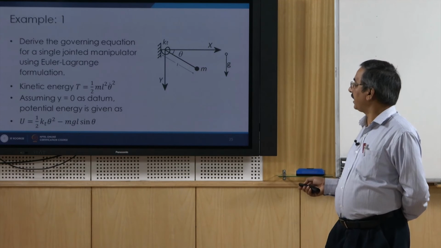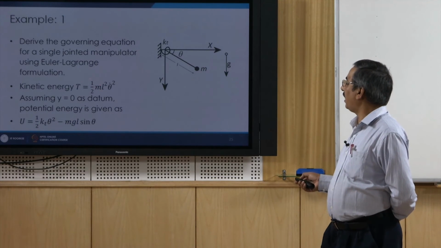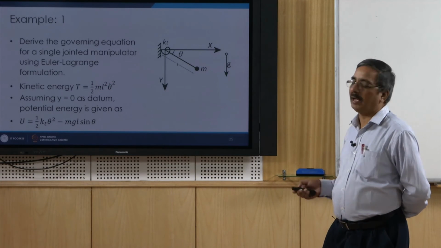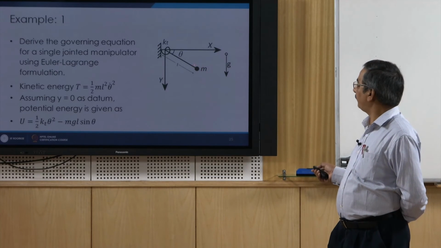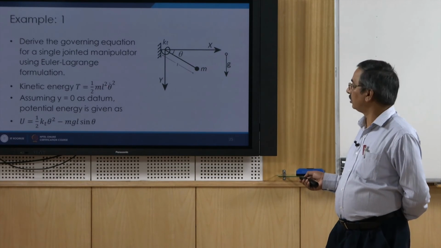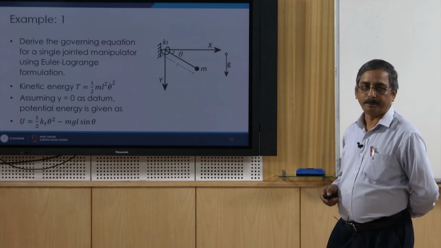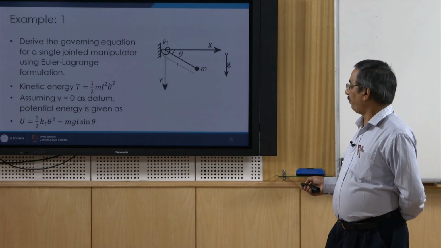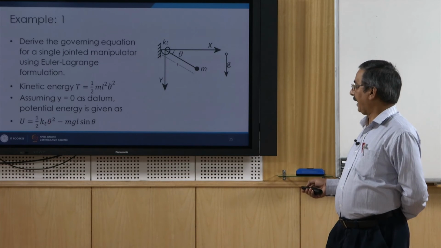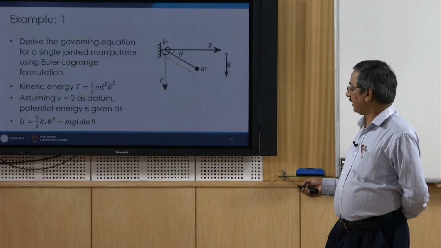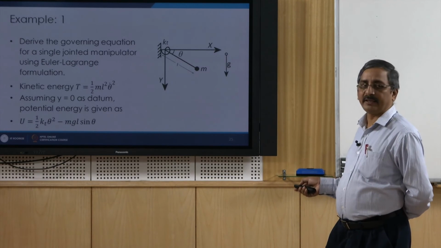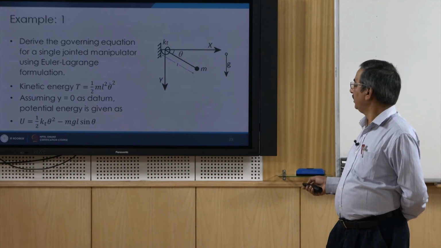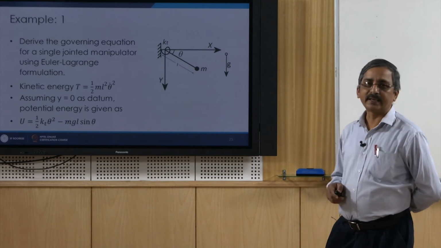You can see the kinetic energy for this case is half m L squared theta dot square, basically this is half I omega square, where I for this case is m L square. Assuming y equal to 0 as the datum, the potential energy can be given by half k_T theta square, that is the energy stored in the spring, and minus m g L theta, because this length is going to be L sin theta. So, minus m g into L sin theta.